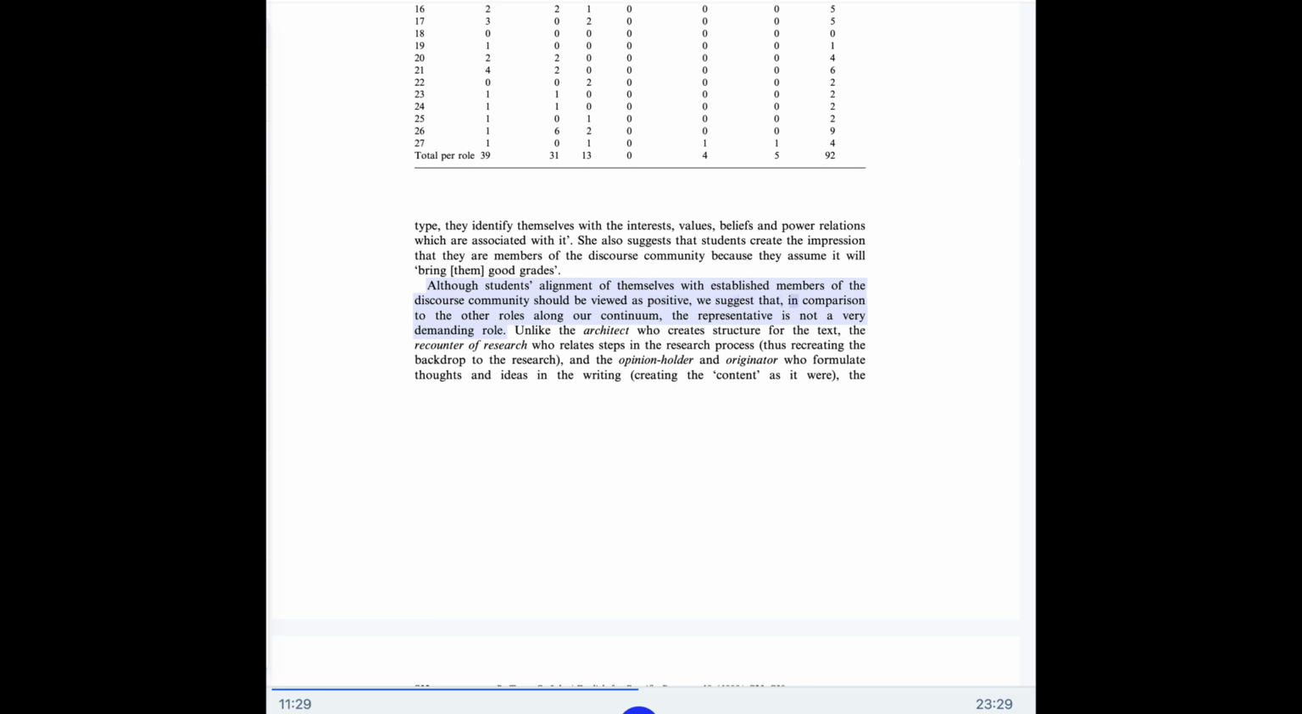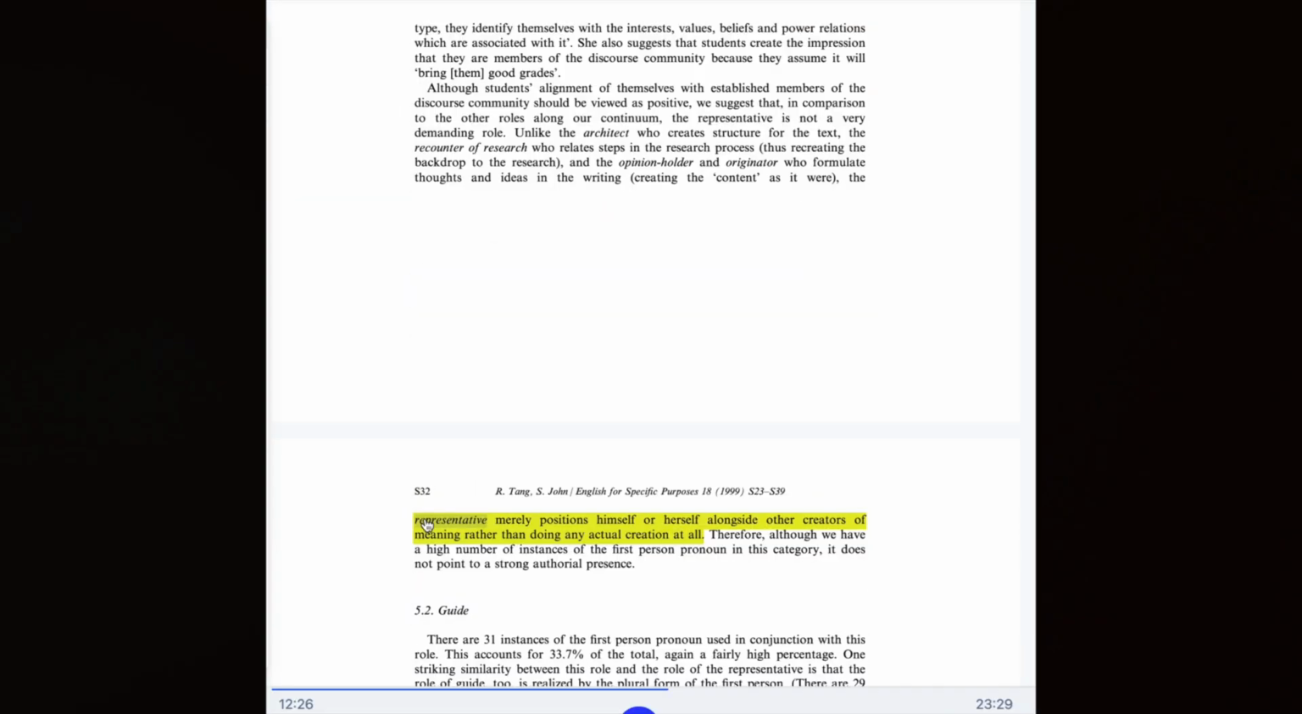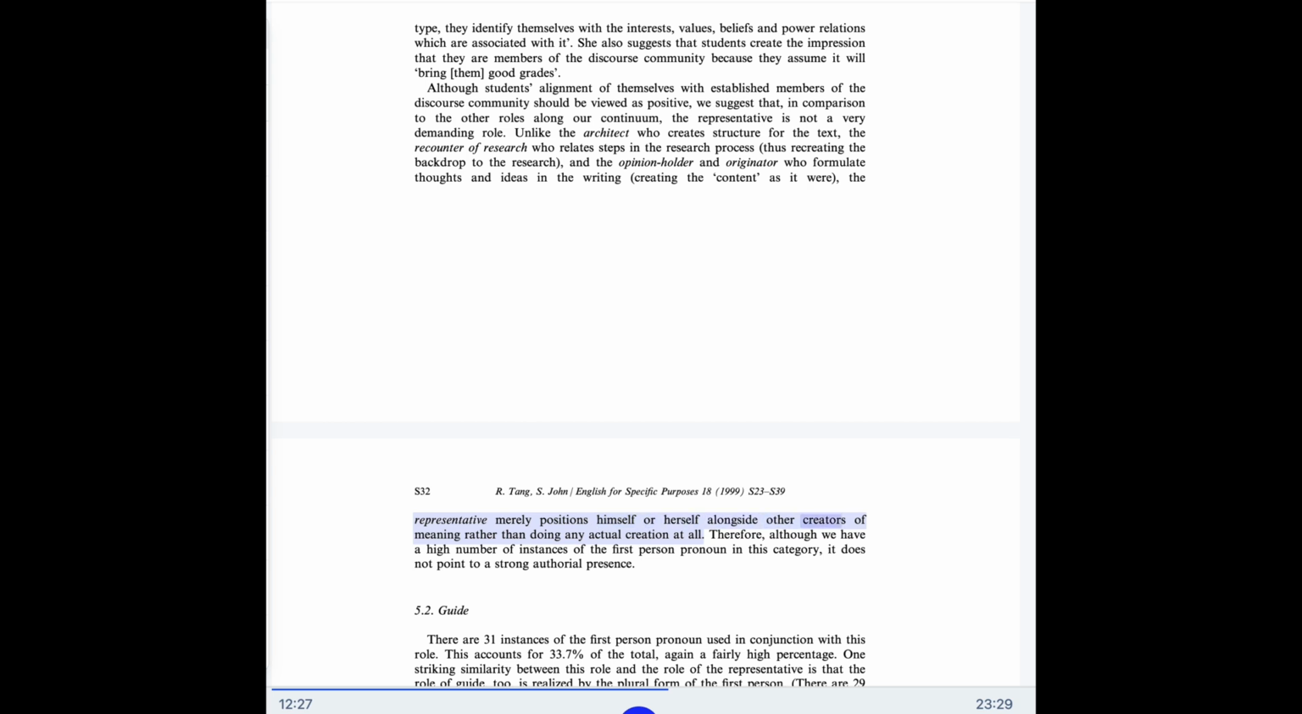Although students' alignment of themselves with established members of the discourse community should be viewed as positive, we suggest that, in comparison to the other roles along our continuum, the representative is not a very demanding role. Unlike the architect who creates structure for the text, the recounter of research who relates steps in the research process, thus recreating the backdrop to the research, and the opinion holder and originator who formulate thoughts and ideas in the writing, creating the content as it were, the representative merely positions himself or herself alongside other creators of meaning rather than doing any actual creation at all. Therefore, although we have a high number of instances of the first person pronoun in this category, it does not point to a strong authorial presence.